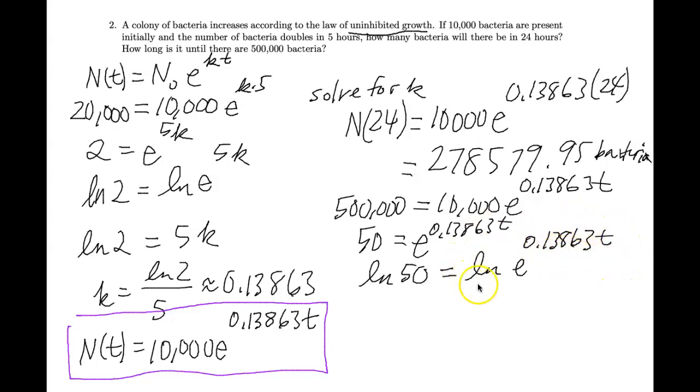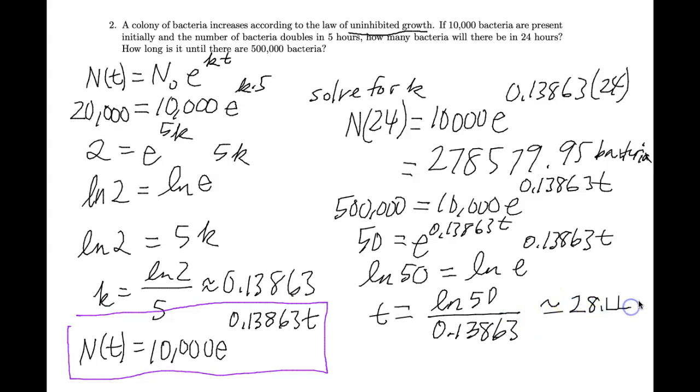Allows the exponent to come down as a factor, and then ln of e is 1, so t is going to equal ln of 50 divided by 0.13863, and this is approximately 28.22 hours.